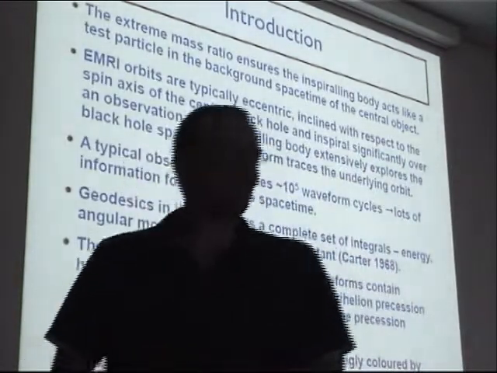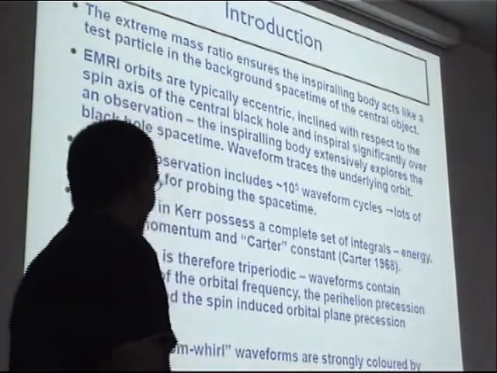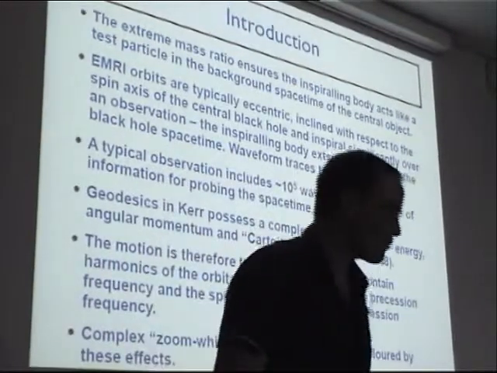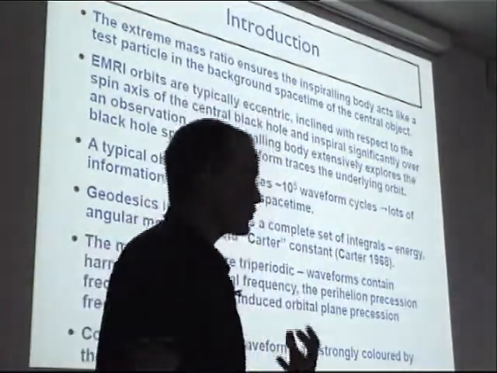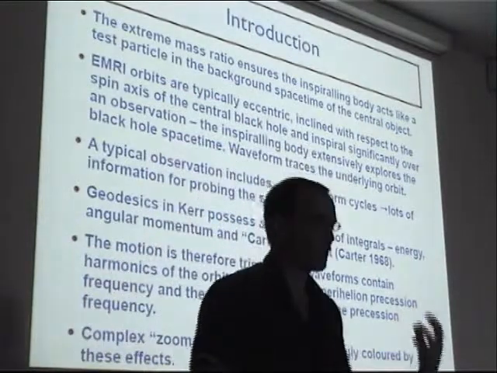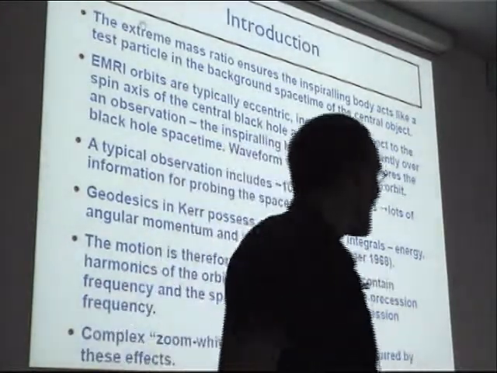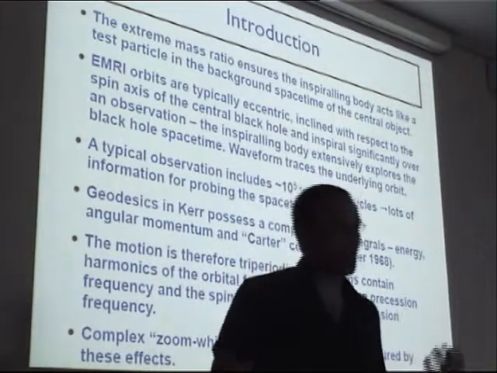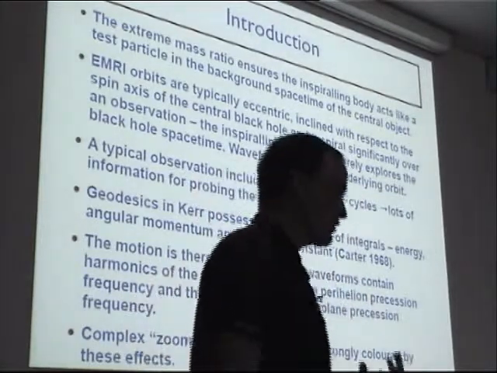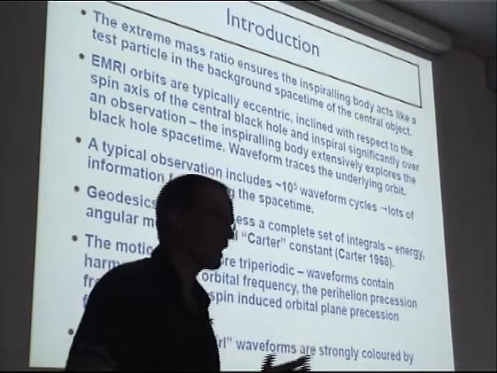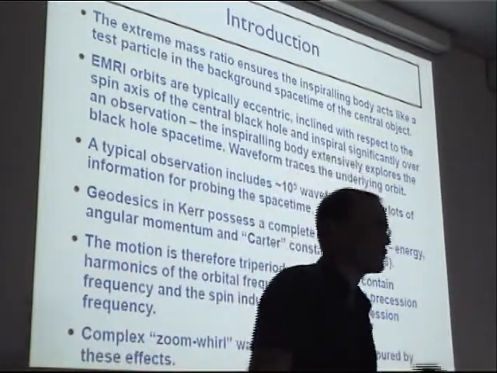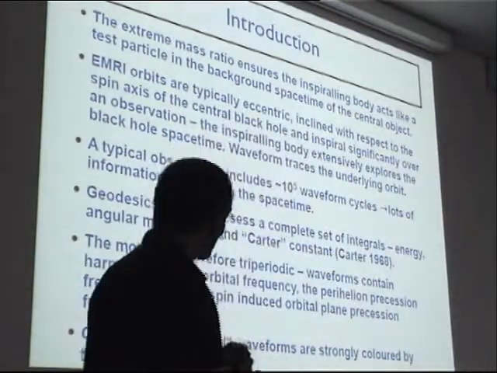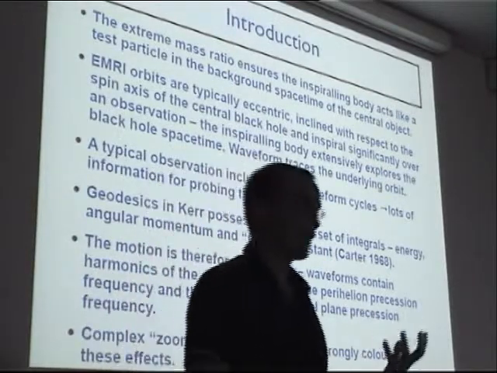So as Kurt described this morning, extreme mass ratio inspiral waveforms are very complicated. The extreme mass ratio ensures that the inspiraling body, over timescales of several orbits, acts effectively like a test particle in the background space-time of the central object. When an EMRI orbit enters the LISA band, it's typically still eccentric. This is under the classical picture in which particles are captured by two-body relaxation processes in a stellar cluster around a central black hole. And the orbit is also inclined with respect to the spin of the central black hole.